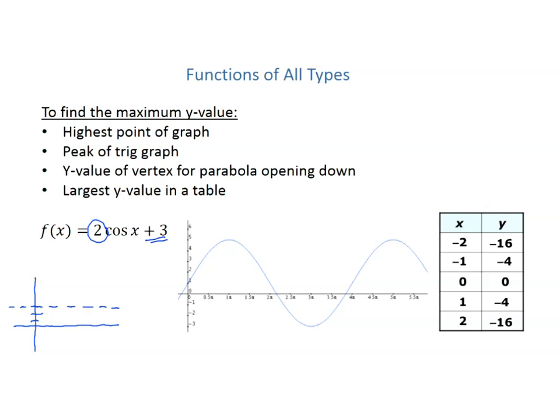And then the number out in front is the amplitude. That means how far above and below the midline our graph will go. We're not going to actually plot the whole thing, but we know that from this midline, our peak will be 2 units up and our valleys will be 2 units down. So if I'm looking for the maximum value, the highest point or the peak of the graph, I start at 3 and go 2 units up because that's my amplitude, which gives me a maximum value of 5.